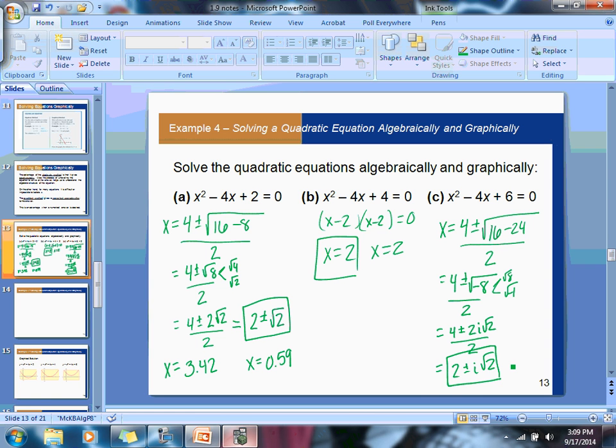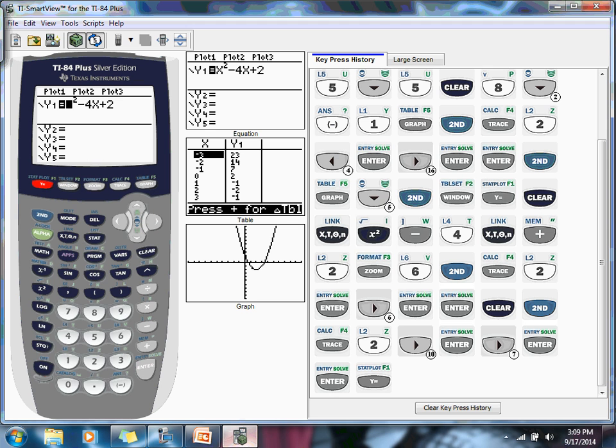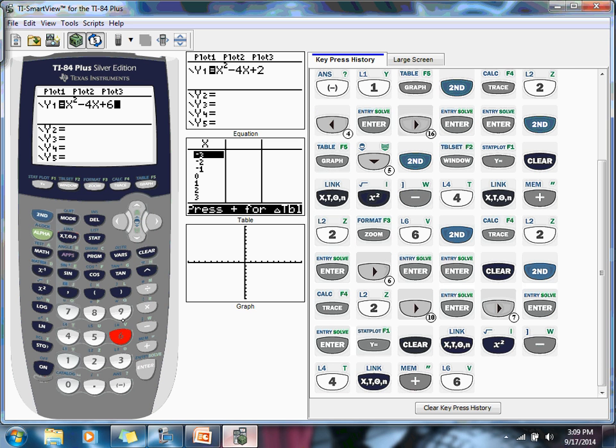Now that's a complex solution, so that means I have no real solution. So if I go to my graphing calculator, go back to y equals, clear out my old equation, let's put in that new one. It was x squared minus 4x plus 6. Okay, and then if I do zoom 6, so I get a nice standard graph. Notice that that parabola does not cross the x-axis at all. So I have no real solutions. I have to cross the x-axis or touch it if I'm going to get a real solution. And here the parabola doesn't touch the x-axis at all, so that's why I have no real solutions.